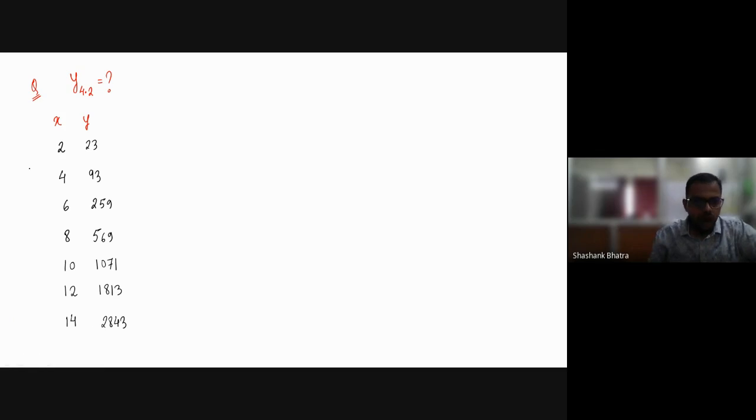So how many data points are these? 1, 2, 3, 4, 5, 6, 7. You have 7 data points. Our aim is to find y at 4.2. What will be our approach? We will prepare the forward difference table, and then we will obtain the polynomial expression, and from the polynomial expression directly we will obtain y at 4.2.